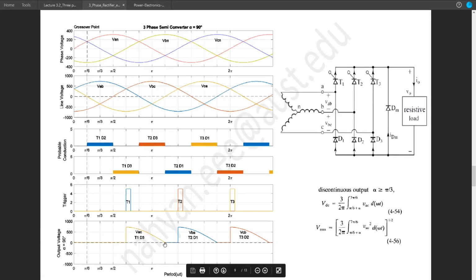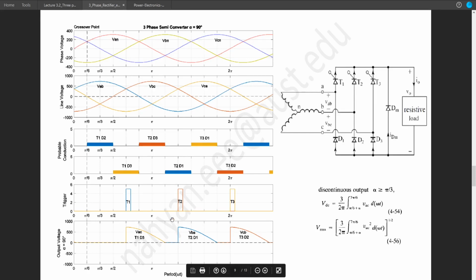But after this point, the value of VAC or VCA will go to 0. So the current will also go to 0. Since it is a resistive load, the voltage and current waveform is in phase. So as the voltage reaches 0, so does the current. If you can remember, a thyristor turns off when the current goes below holding current. So here the current becomes 0. So it will turn off the thyristor T1. So in this portion, nothing is turned on.